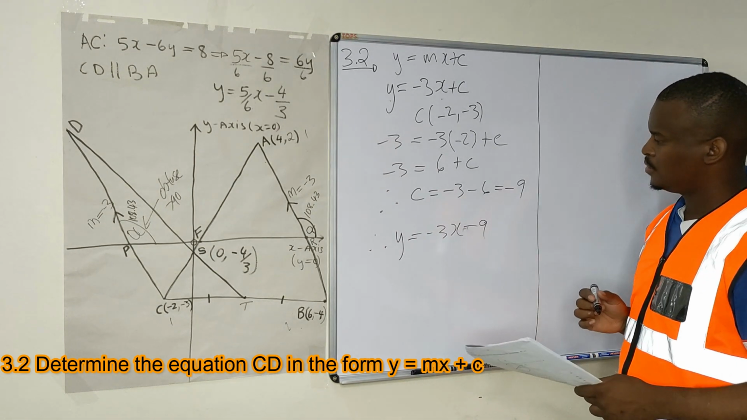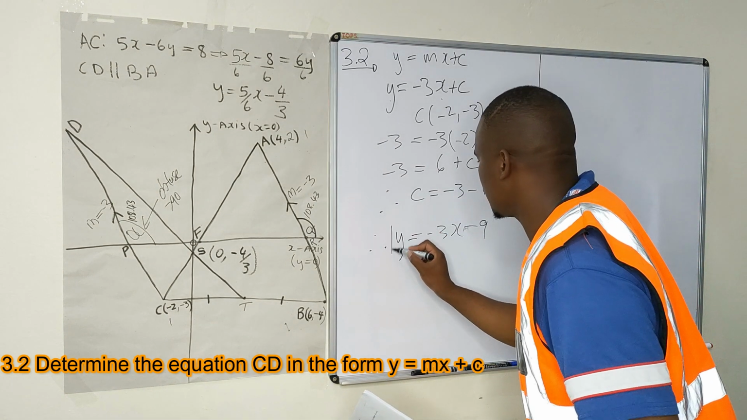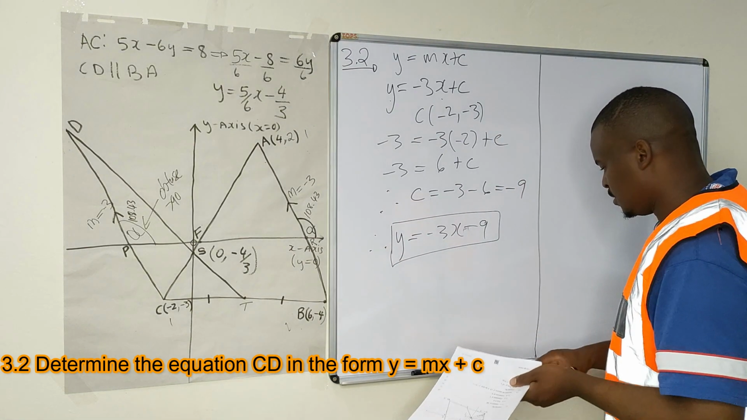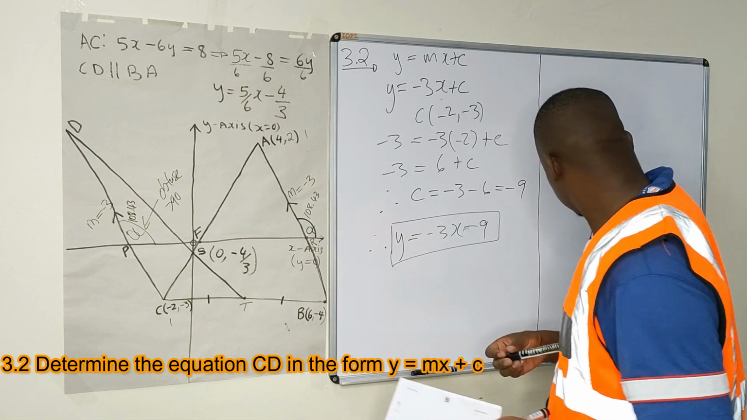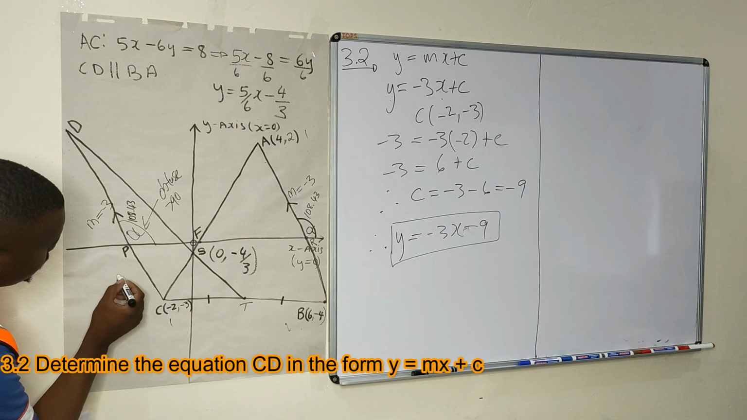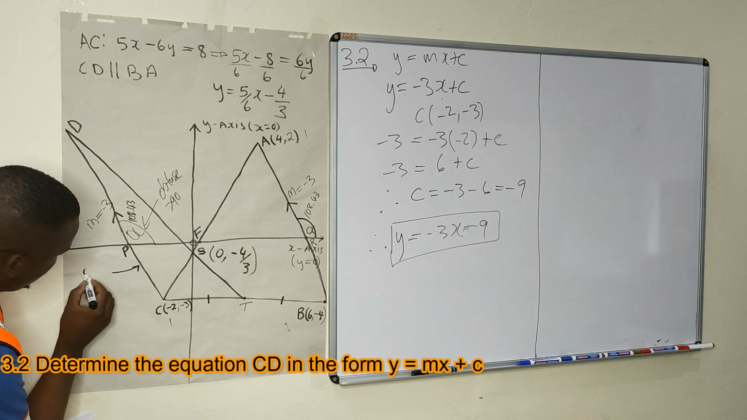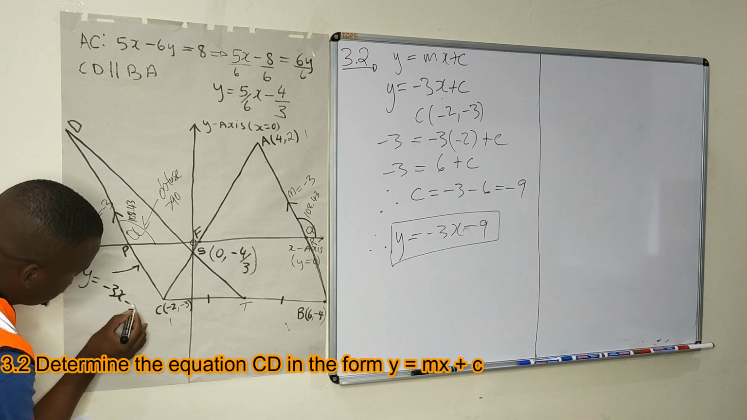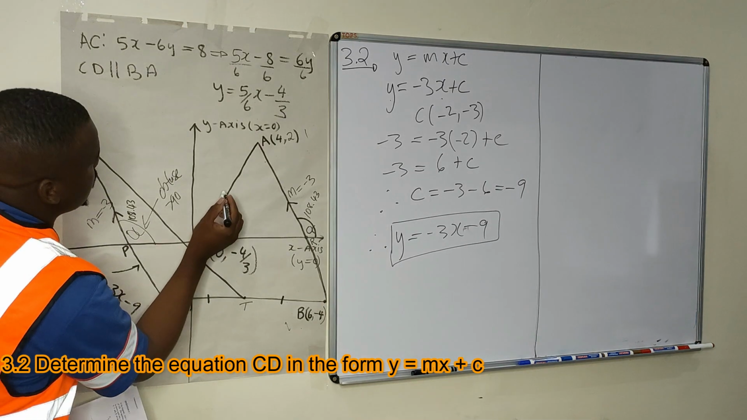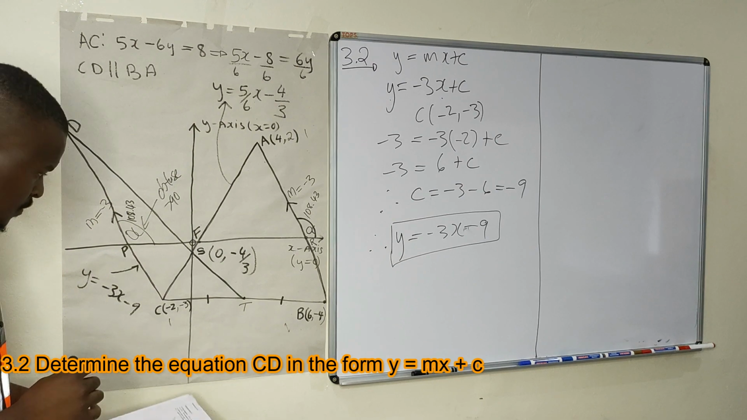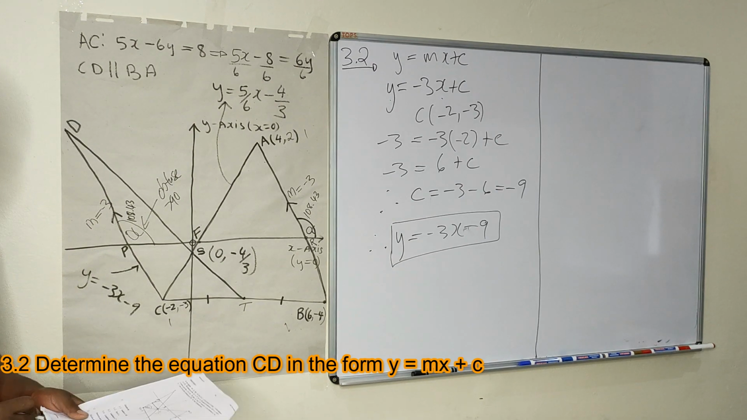And you did this. So you have the equation of this line. Here it is: y is equal to minus 3x minus 9. So you can add it here and say, okay, the equation for this line now is y is equal to minus 3x minus 9. And for this one, it's this one here. Okay?